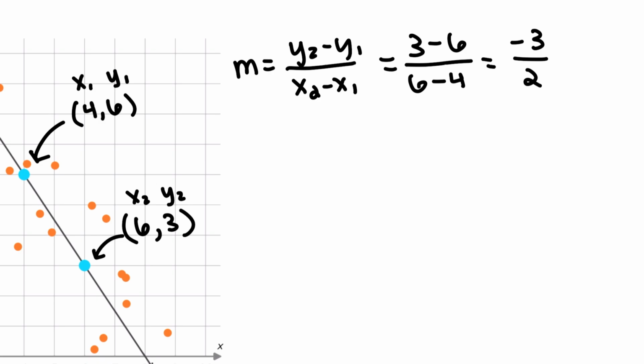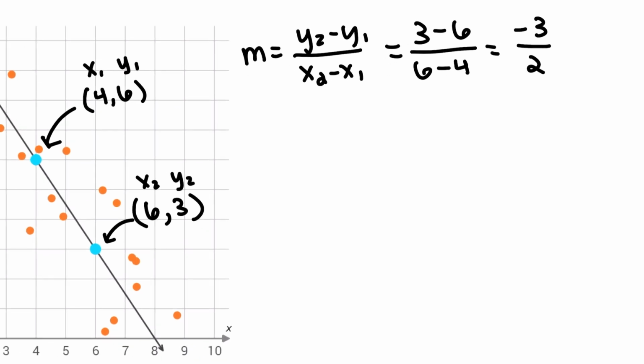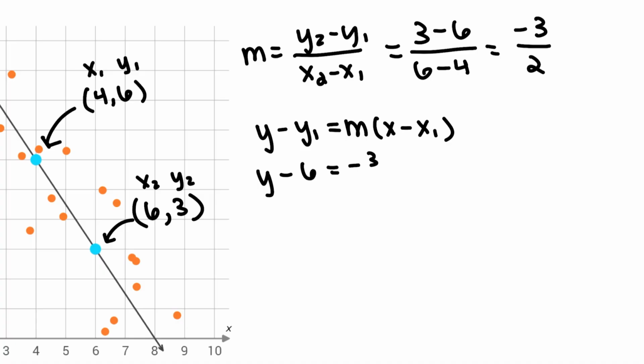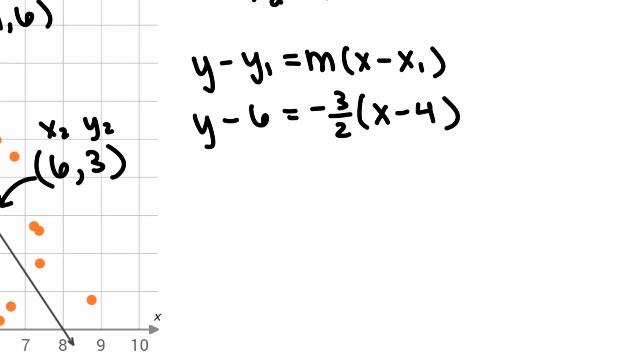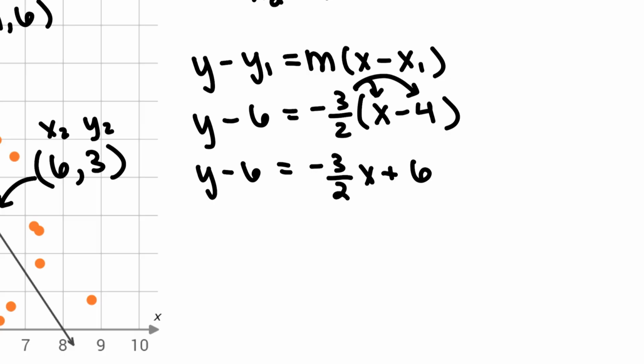So that's our slope. And now we need to use point-slope to write an equation, which is y minus y_1 equals m times (x minus x_1). So y minus 6 equals negative 3 over 2 times (x minus 4). And we distribute and solve for y. So y minus 6 is equal to negative 3 over 2 x. Negative 3 over 2 times a negative 4 is going to be a positive 6. You can either type this in your calculator, you can do mental math, whichever works for you.